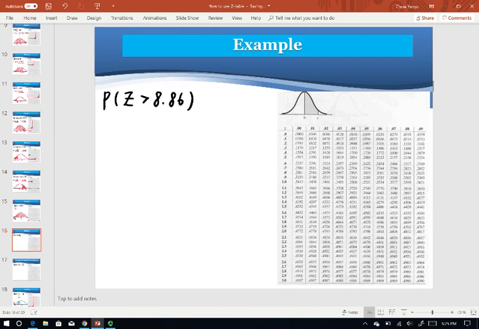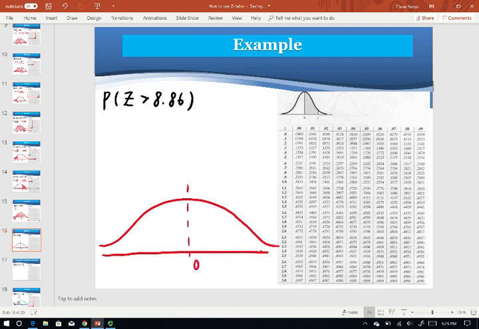And similarly, the other one, draw the curve. The middle is 0. So 8.86, bigger than, should be everything on the right. And the same: we don't have 8.86. The biggest one is 3.09. So you can either use 0.5 minus this number, or from the picture, it's a very tiny tail, so almost 0.